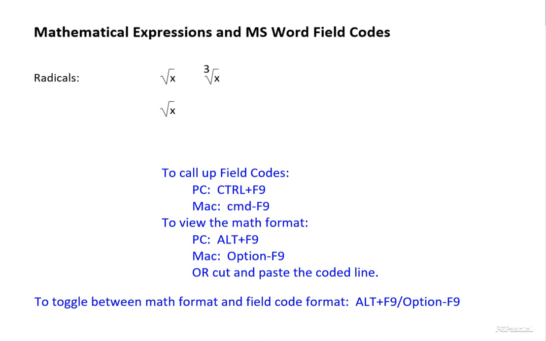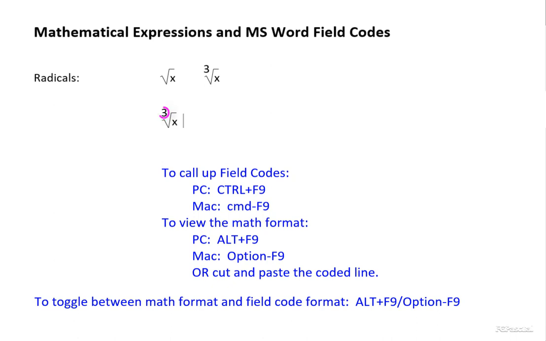If you want a different root like the cube root of x, we start the radical all the way up to the opening parenthesis. We indicate the cube root by typing 3 right after the opening parenthesis, comma, then x. And then don't forget to close the parentheses. Cut and paste. And we have the cube root of x.